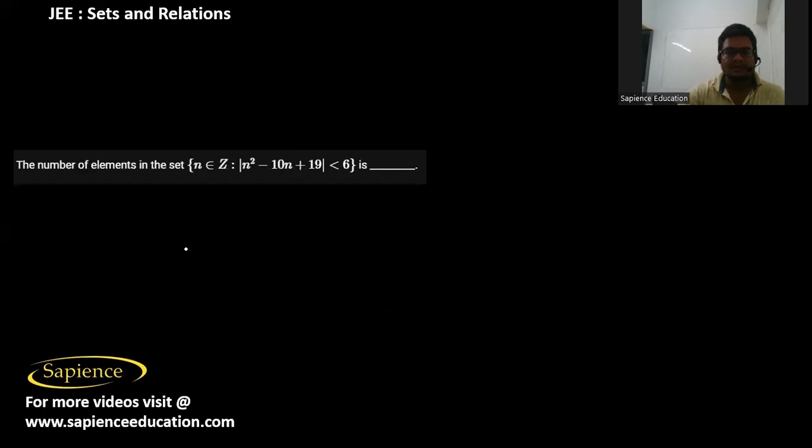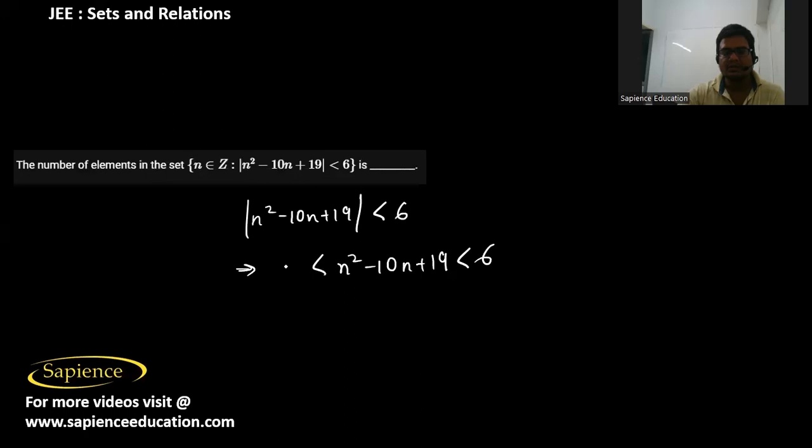Then here it is told the number of elements in the set {n belongs to Z : |n² - 10n + 19| < 6}. If we remove the absolute value, then we will get n² - 10n + 19 that should be less than 6 but more than -6. So therefore we can tell that n² - 10n + 19 is less than 6, and also, here the 'and' function should be used. It means we have to take the intersection of these two solution sets.